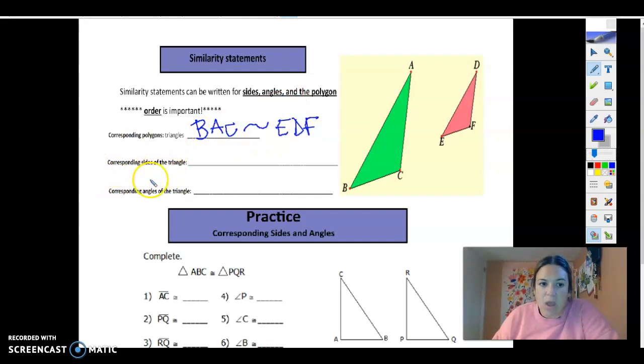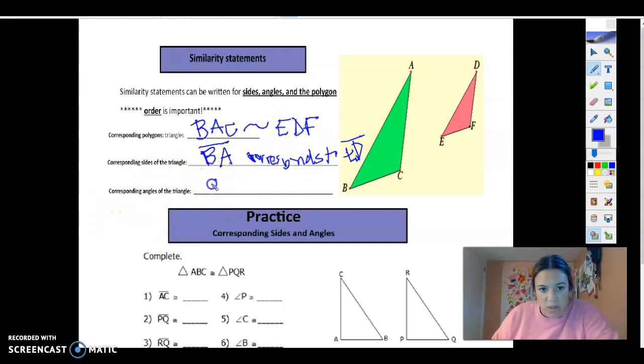Corresponding sides of the triangle, so BA, I'll just pick BA. And it's a side, and it corresponds to. So there's no symbol that you're going to put here. You could just write corresponds to, and that's hard to read, but it says corresponds to. ED. So we're going to put ED, and those two sides are corresponding.